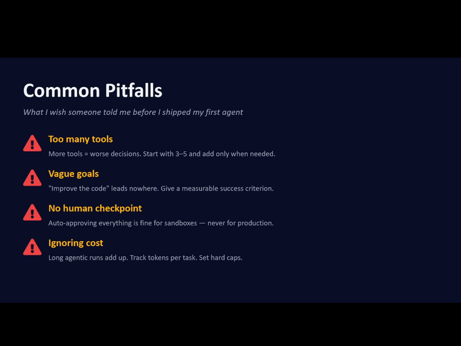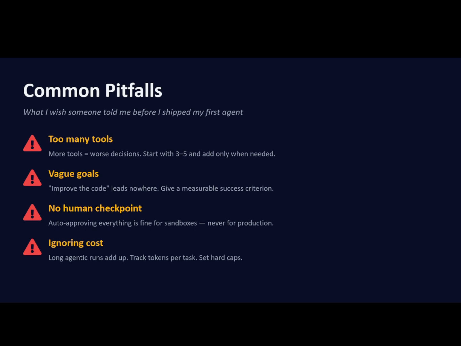Common pitfalls. Mistakes I have made so you don't have to. Pitfall 1. Too many tools. The more tools an agent has, the worse its decisions get. The model has to choose between them, and choice paralysis is real. Start with 3 to 5 tools. Add more only when you have measured a clear gap.